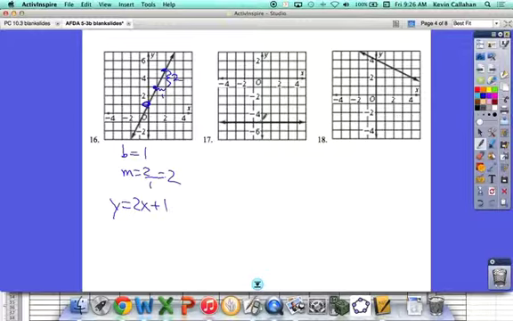Okay. What's the y-intercept of that one? Yeah, the y-intercept is -5. The slope is 0, so that is y equals -5.